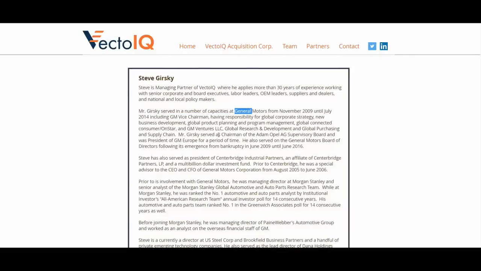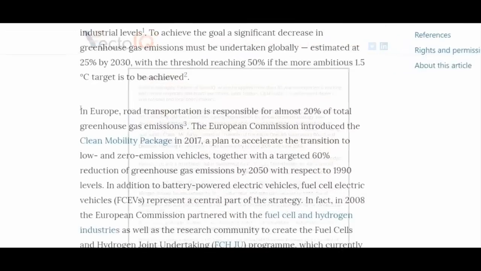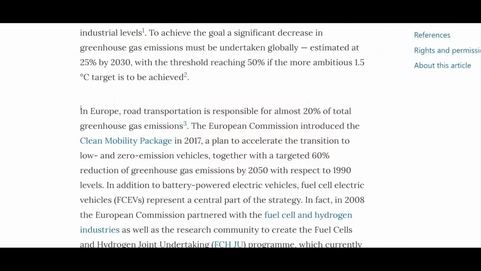Also, he served as the chairman of Adam Opel AG Supervisory Board and was president of GM Europe for a period of time. So this guy has more than 30 years of working experience and he's very well acquainted with the automobile and automotive industry, and that's why I trust him. And if he has seen some potential in Nikola Motors, then probably Nikola Motors do have a huge potential. Now let's see why this business has a huge potential in Europe.